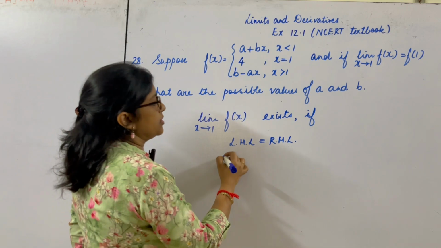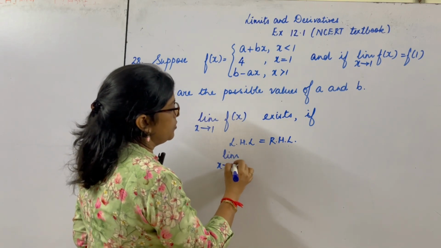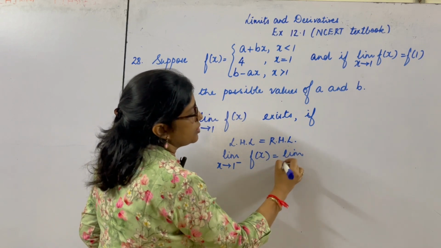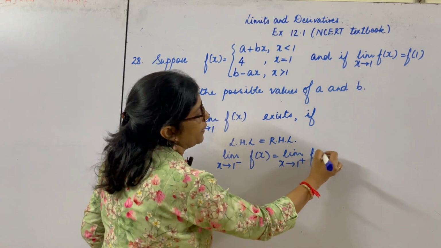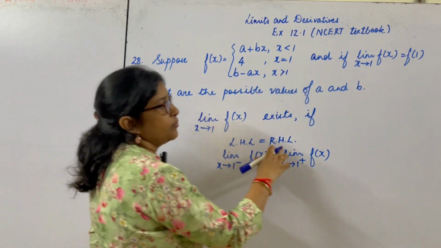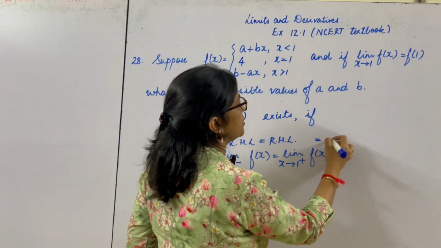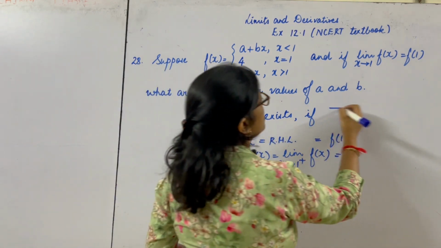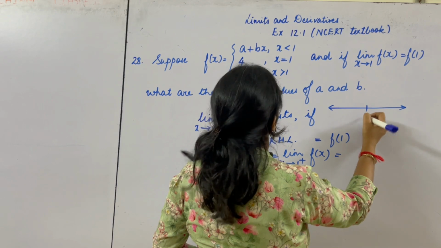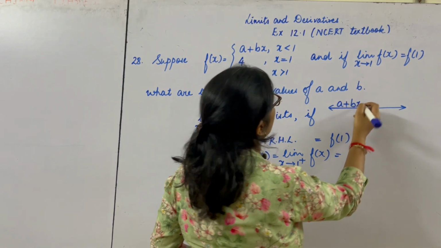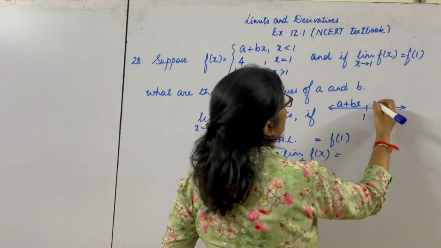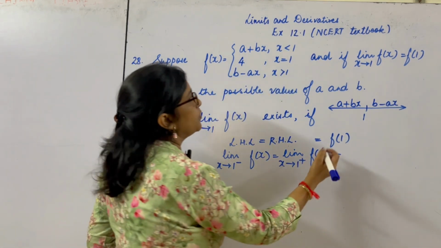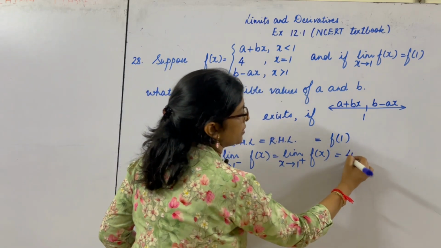So what is the left hand limit here? x tends to 1 minus of the function, and x tends to 1 plus. And later on we can equate both of these to f of 1, or rather we'll write here only together. Okay. Now, if we put this on the number line, like we did in the earlier question, for less than 1 it is a plus bx, and for greater than 1 it is b minus ax. What is f of 1? We can write that here.